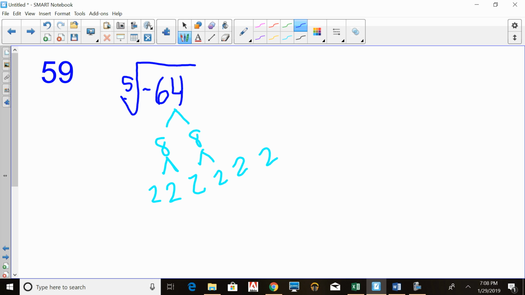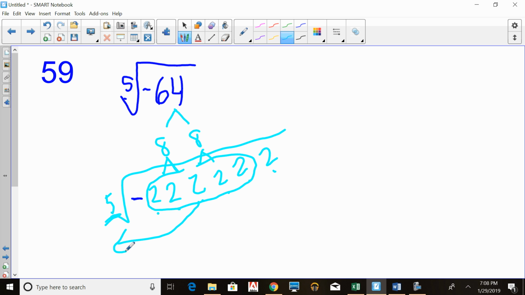So there has to be a negative sign here, and we're doing the fifth root of that. Well, how many 2s are there here? 1, 2, 3, 4, 5, 6. Well, you can take 5 of them because this is the fifth root, and they can depart as a 2, actually as a negative 2. And then you still have 1, 2 left underneath. It would be a negative 2 times the fifth root of 2.